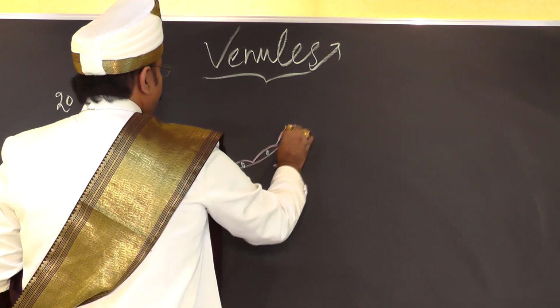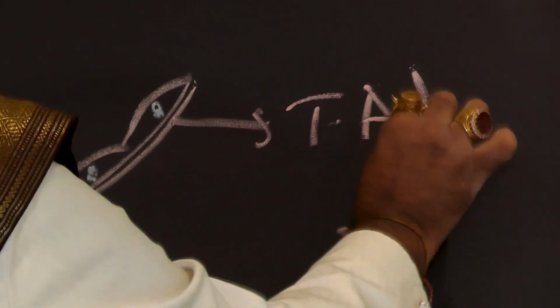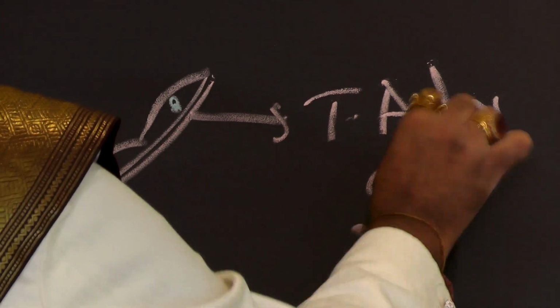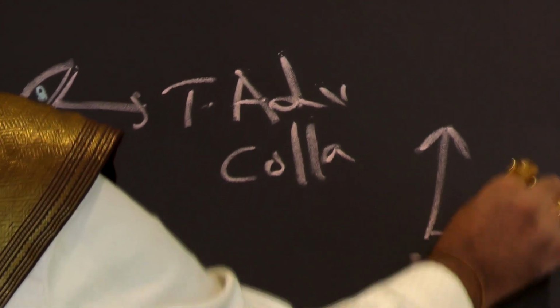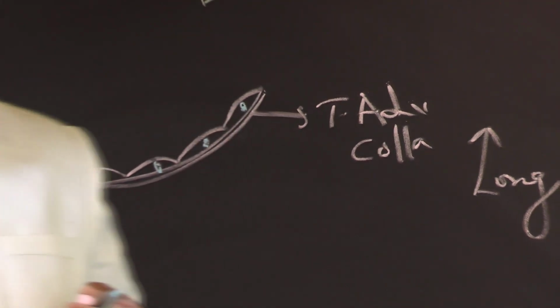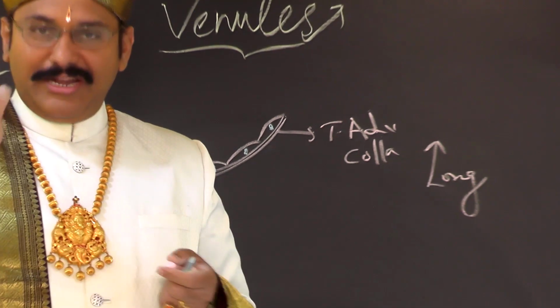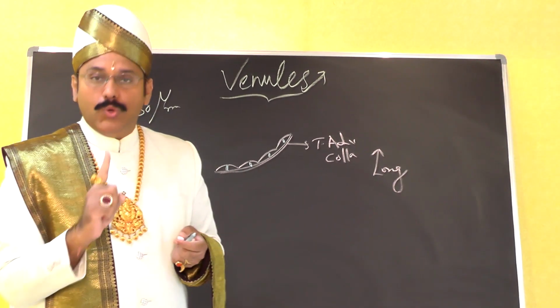And then you have got tunica adventitia, which is made up of collagen fibers. This is tunica adventitia, which is made up of collagen fibers that are running longitudinally. So in the tunica adventitia of the venule, we are having collagen fibers which are running longitudinally.